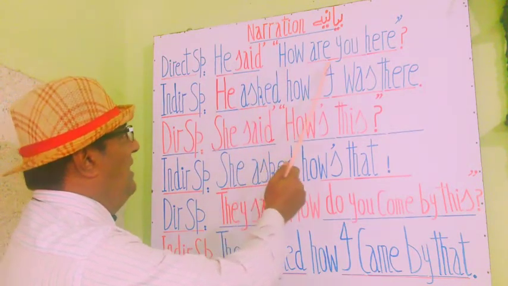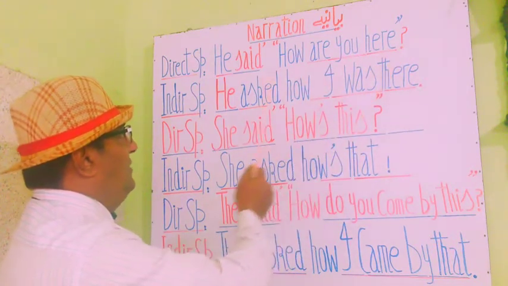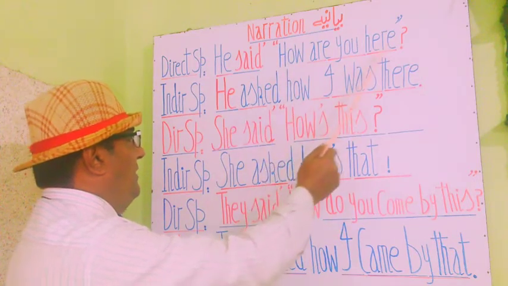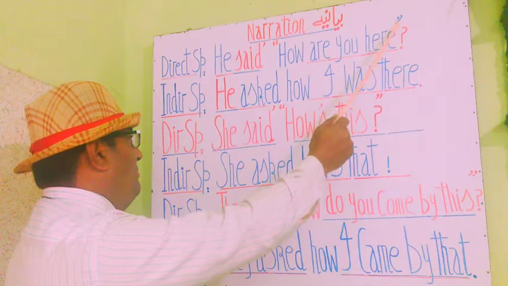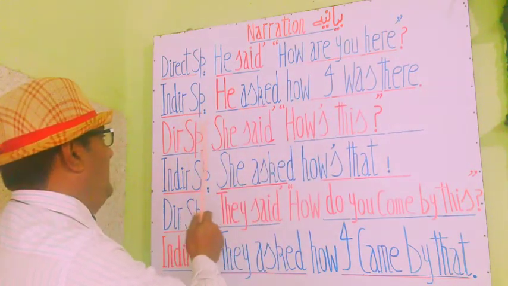He said, उसने कहा, how are you here? यहाँ आप कैसे हो? उसने कहा, आप यहाँ कैसे हो? Question mark है और commas close. This is direct speech. Let's see its change in indirect speech.